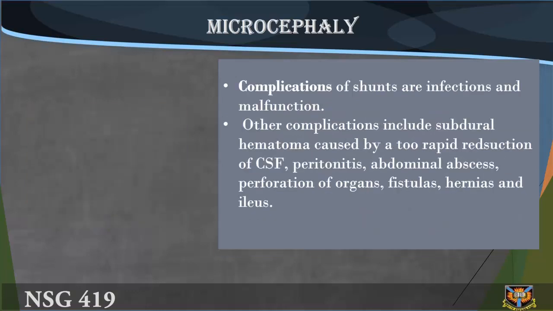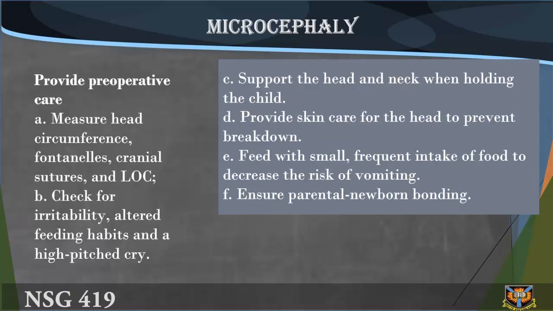Ventriculoperitoneal shunt. The major complications of shunt are infections and malfunction. Other complications include subdural hematoma caused by a too rapid reduction of CSF, peritonitis, abdominal abscess, perforation of organs, fistulas, hernias, and ileus. Provide pre-operative care.